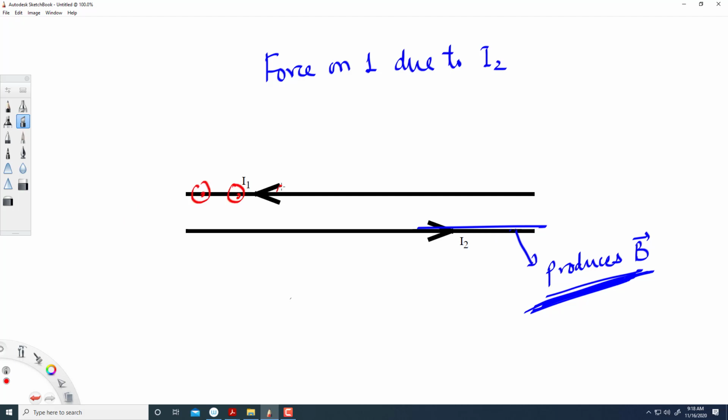Coming out, coming out. Okay, that's the magnetic field. And our current is going that way. So our current is going that way, and magnetic field is out. Which way would be the force?